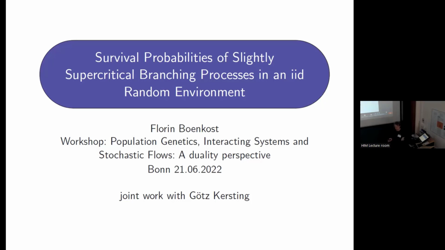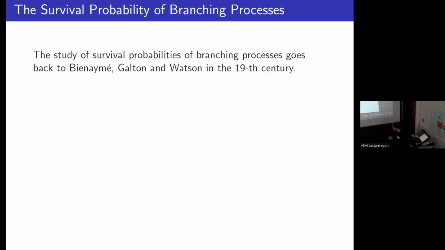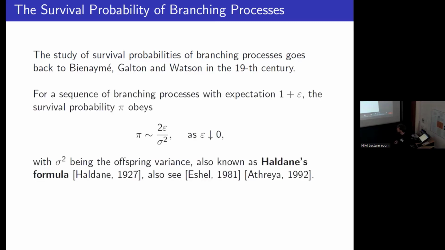So I will consider a very classical question, I guess, for population genetics, which is the survival probability of a branching process. To make this a little more rigorous, this question goes back to Bienaymé, Galton, and Watson in the 19th century, who were interested in the extinction of noble surnames in early Victorian society. They saw that they had fewer and fewer of these noble surnames, and they asked whether this is due to a lack of offspring, and wanted to know the probability that they all go extinct at some point.